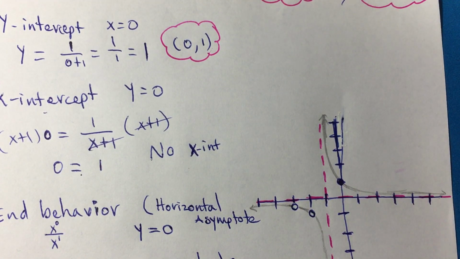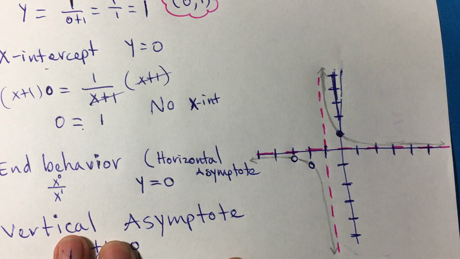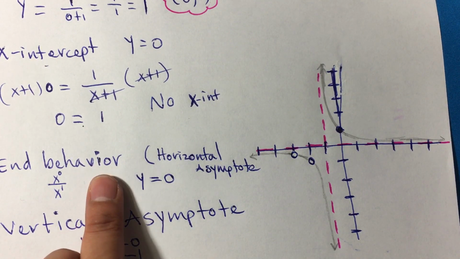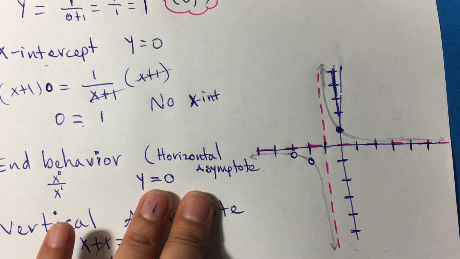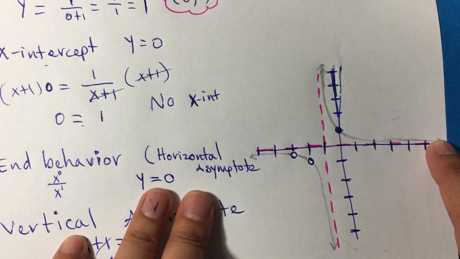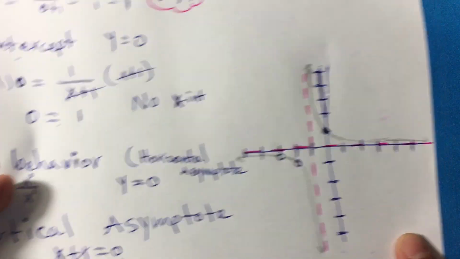And so if you don't need to create a table, that's all you have to do. Just look for the x and y intercepts, the horizontal asymptote and the vertical asymptote, okay? When we're talking about the horizontal asymptote, it refers to where it is going in the end behavior. So in the positives, it's just approaching 0. On the negatives, it's also approaching 0.